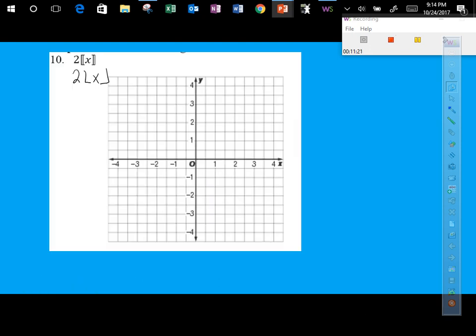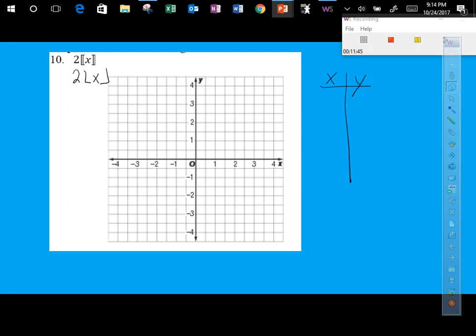So, come over to your number 10, which says y equals the round down of x. I could talk about the blue note card in this. This is going to vertically stretch it by 2. But here's how I'd like for you to attack it. We're going to create an XY chart.